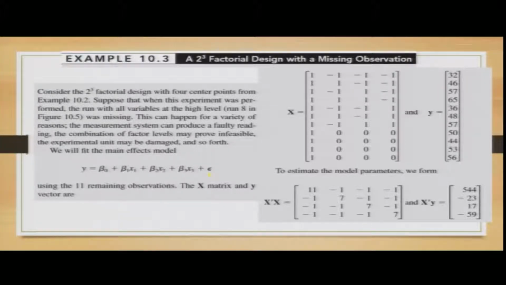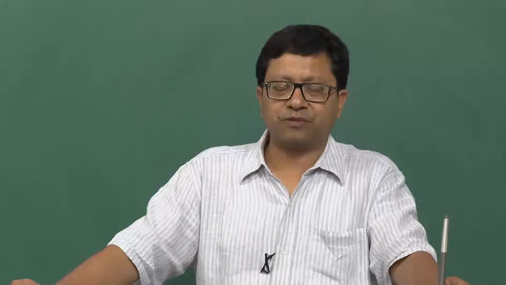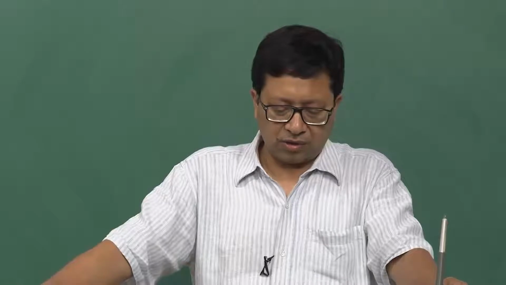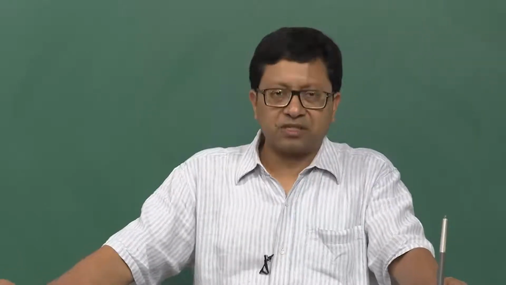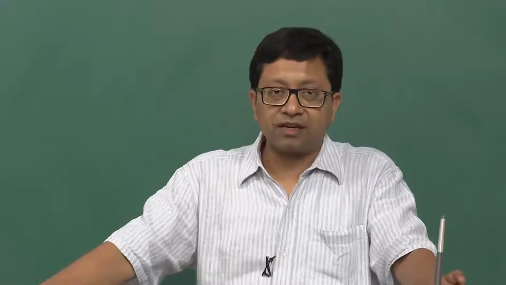Suppose that when this example was performed, the run with all the variables at high level was missing. This can happen for a variety of reasons: the measurement system can produce a faulty reading, the combination of the factor levels is infeasible, they were not tempered or tuned as per the experiment, and so on and so forth. Or the unit was damaged, we did not get that unit, or we missed the unit, or the person who was taking the reading was not attentive, and all these reasons can be there.